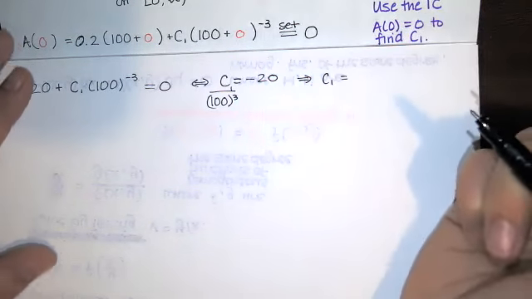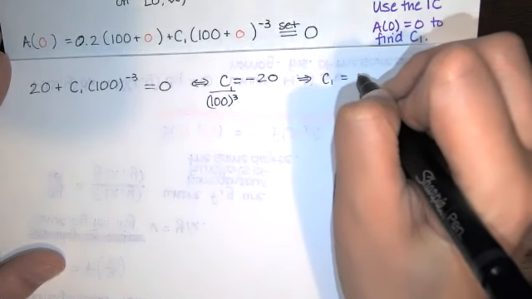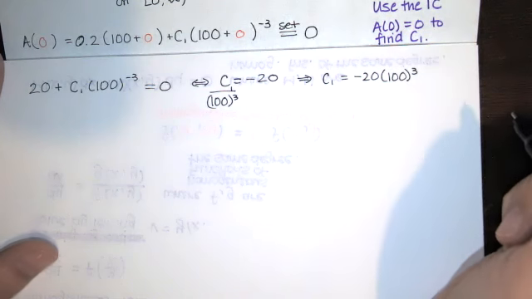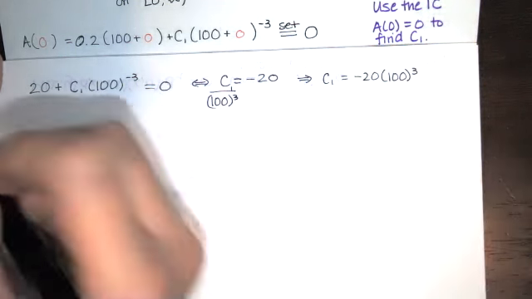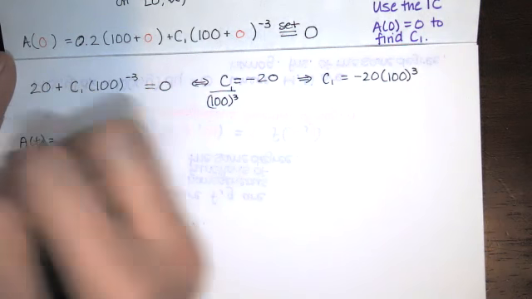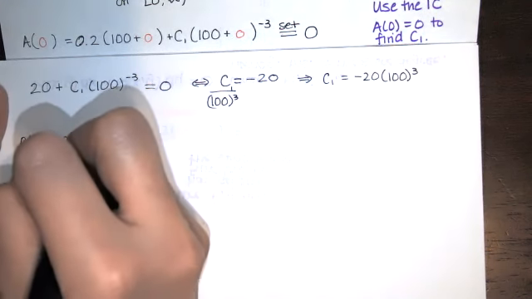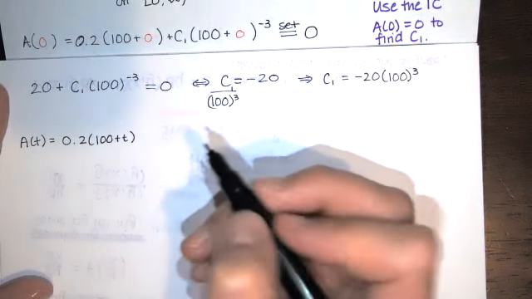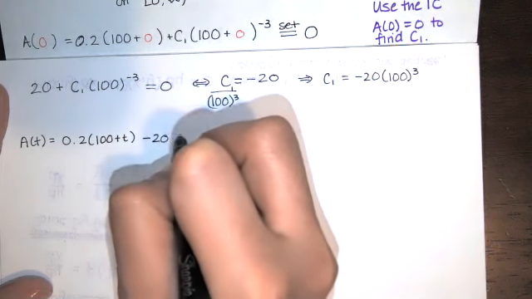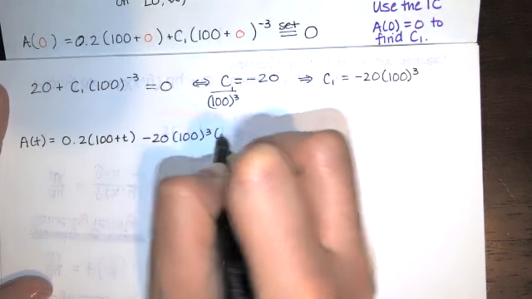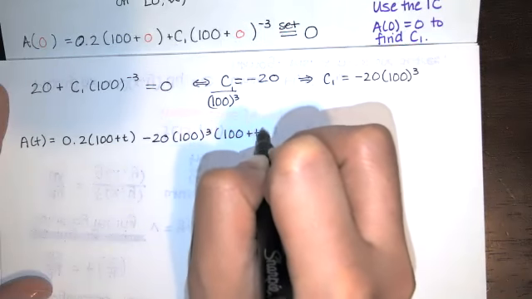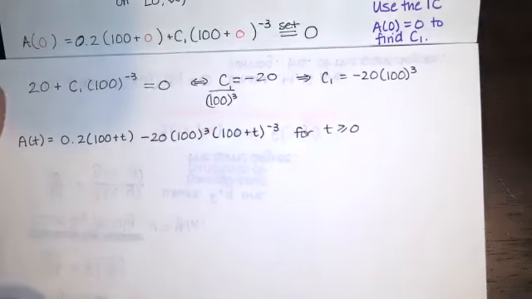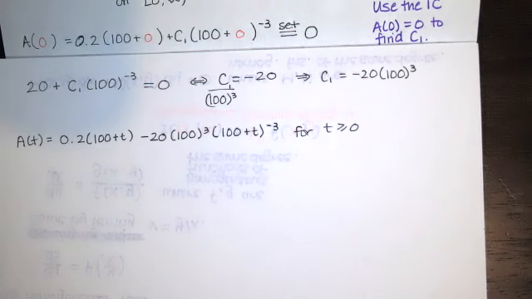And then if you multiply both sides by that 100 cubed, you're going to get negative 20 times 100 cubed. And you could write out all those zeros if you want to. I don't think I will. I think I'll just write the answer this way. So a of t is equal to 0.2 times 100 plus t plus c1, which was negative 20 times 100 cubed times 100 plus t to the negative 3 for t greater than or equal to 0 and then up to some value of t.